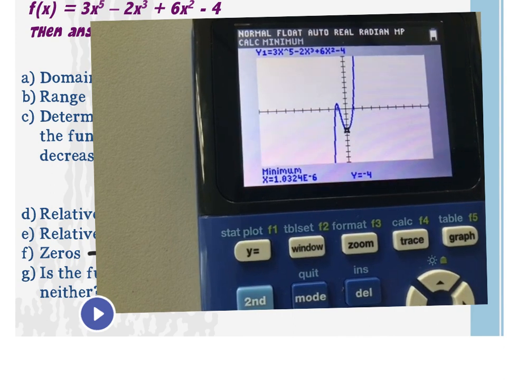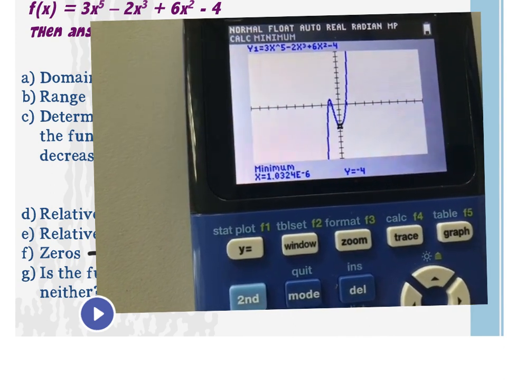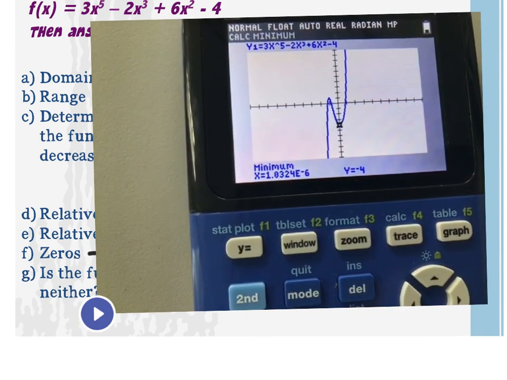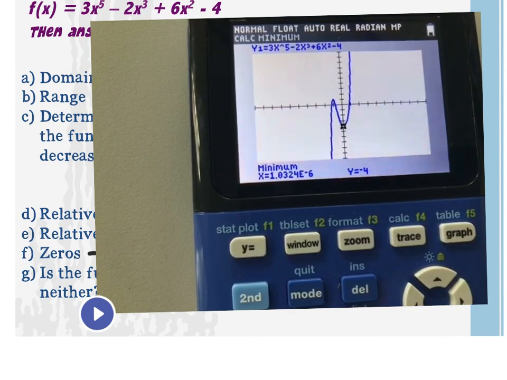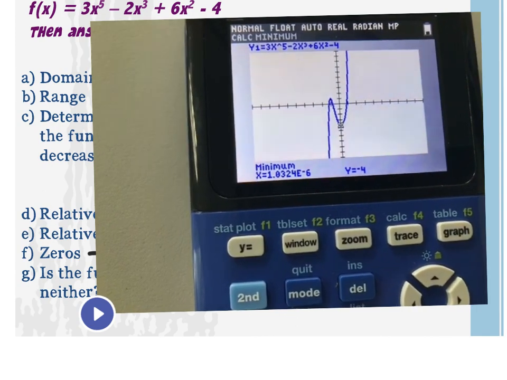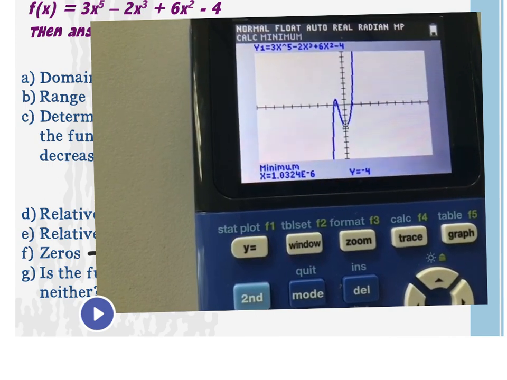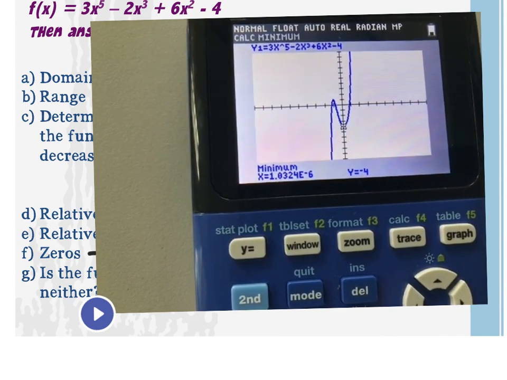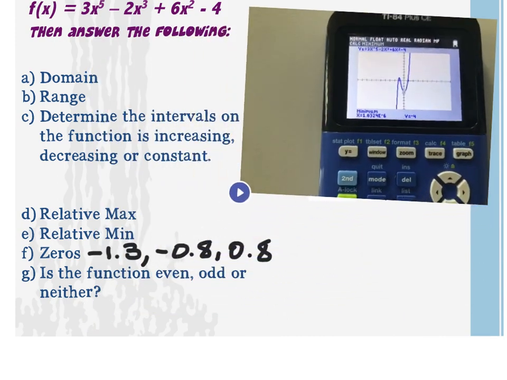1.0324 e to the negative 6. What does that e to the negative 6 mean? Good. So it's scientific notation, the same thing as saying 1.0324 times 10 to the negative 6, which means I can move my decimal place 6 times to the left. There would be 5 zeros in front of that 1, which means that rounds to what? 0, okay? So that minimum is at 0, negative 4.